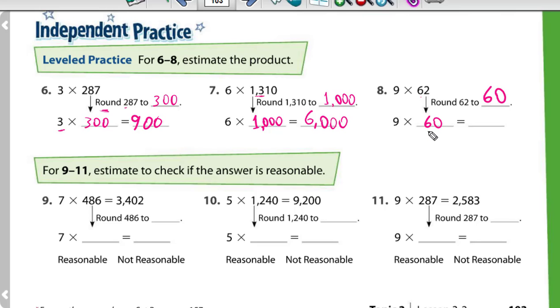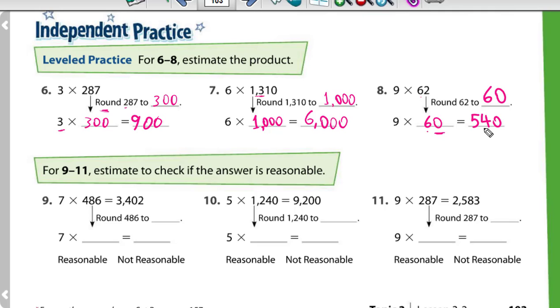Now, 9 times 6. 54 or 45? 54, right. And how many zeros? One zero. So the estimate is 540. Thank you, my hero. And let's move to the next question.